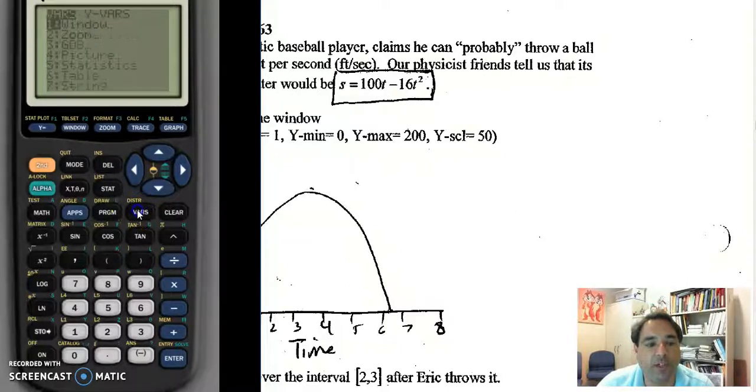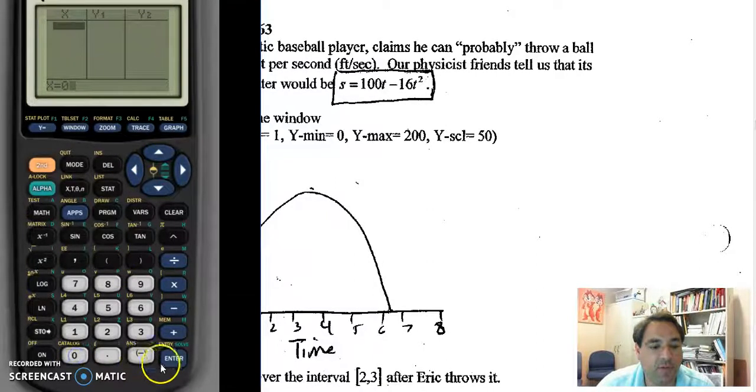And we want to take the derivative of y1. So to do that, we push vars to the right for y vars, number 1 for function, choose y1, comma x, comma x. Now the reason for the x's is it's in terms of x with respect to x, and we're referring to y1. So we go to our table set, second window, make sure that the independent is on ask and your dependent's on auto. Then when I go to the table, my input is time, y1 is the height, and y2 is the instantaneous rate of change. It is the feet per second rate of change.